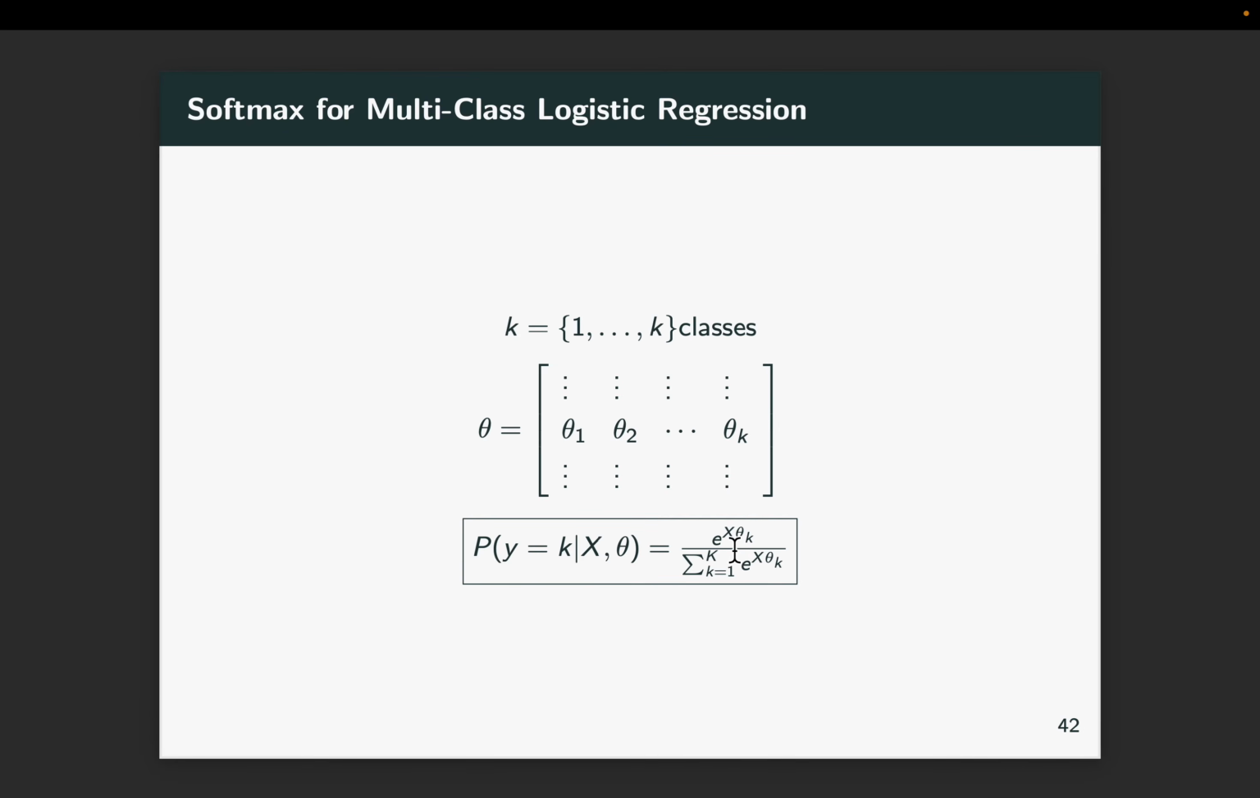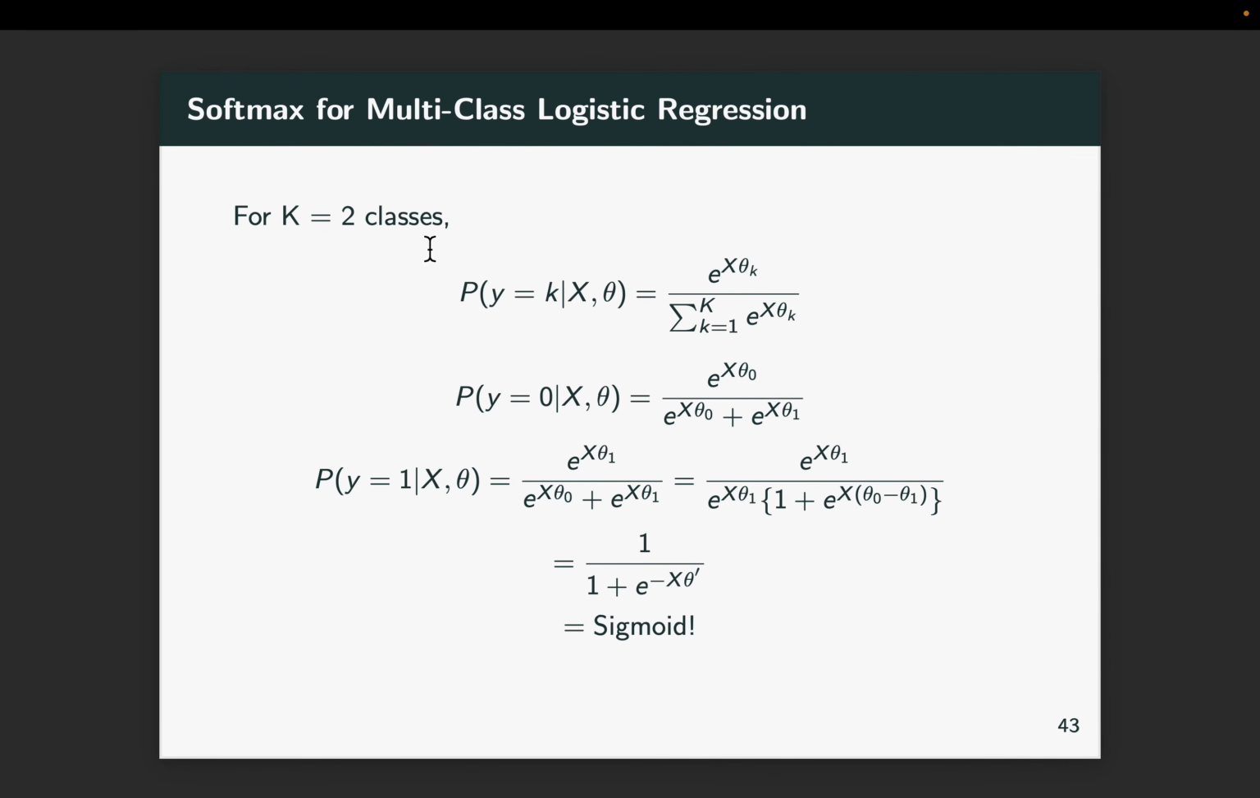Assuming you spent a few minutes doing that, we can see that for k equal to 2 classes, we are just trying to simplify, with k equal to 0 or 1. So for y equal to 0, for the 0th class, we can write e to the power x theta 0 divided by e to the power x theta 0 plus e to the power x theta 1. Similarly, probability of y equal to 1 is e to the power x theta 1 over e to the power x theta 0 plus e to the power x theta 1.